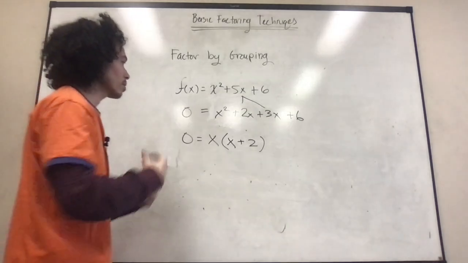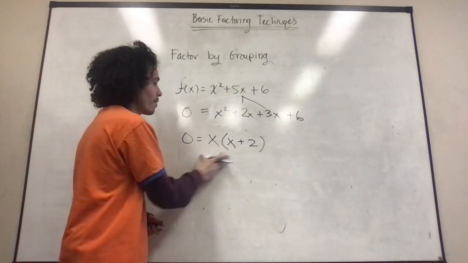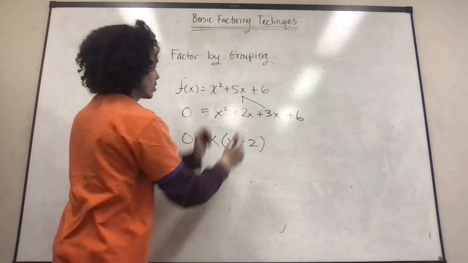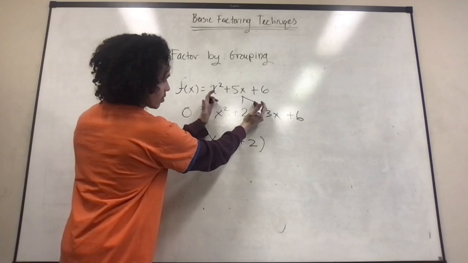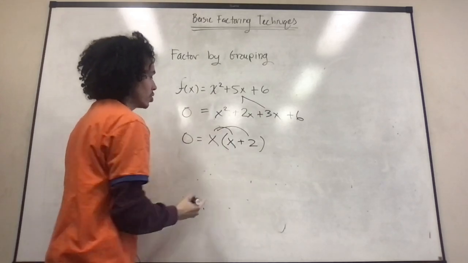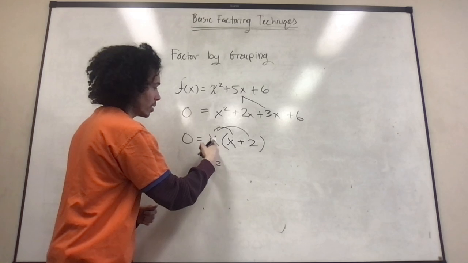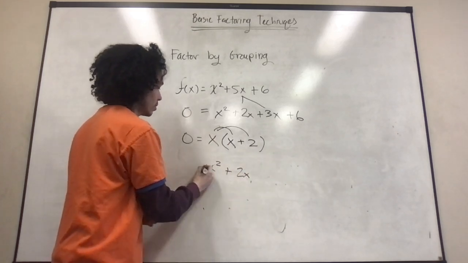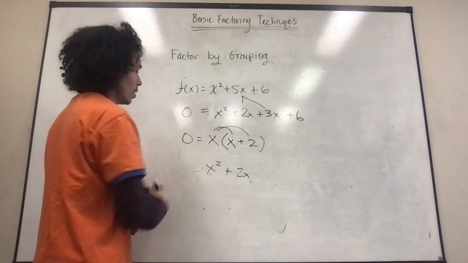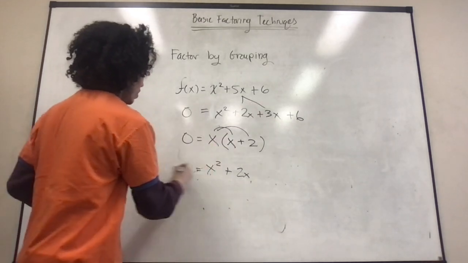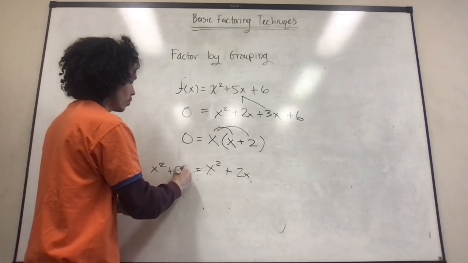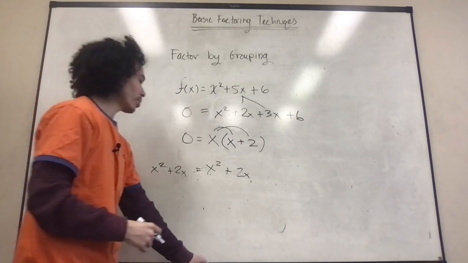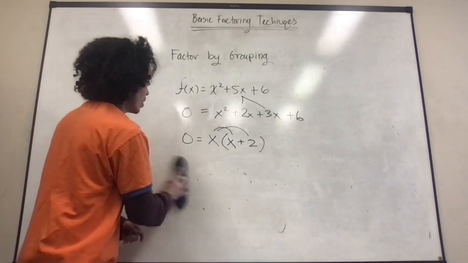So let's verify that this factored form of this group of elements is equal to this. Distribute, we get x squared. x times x is x squared, and then x times 2 is 2x. So yes, we've got the same group of elements on both sides.